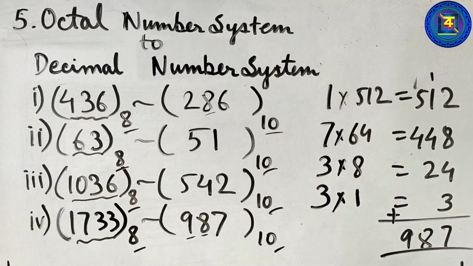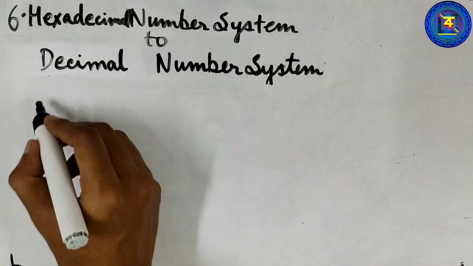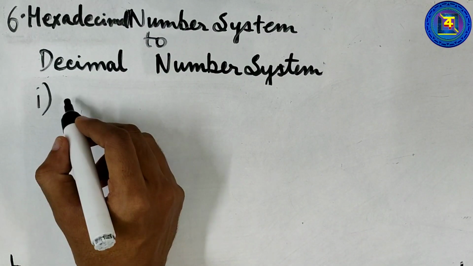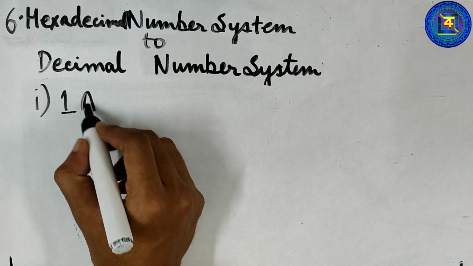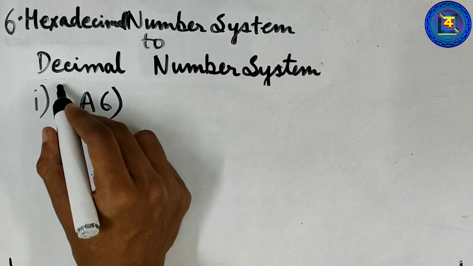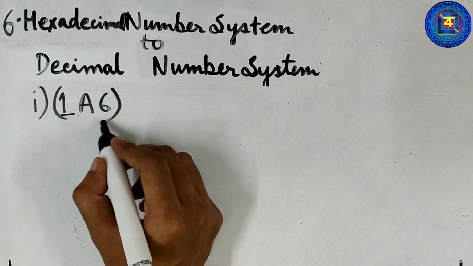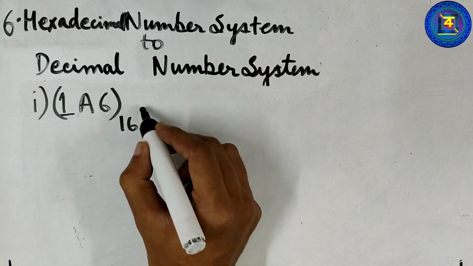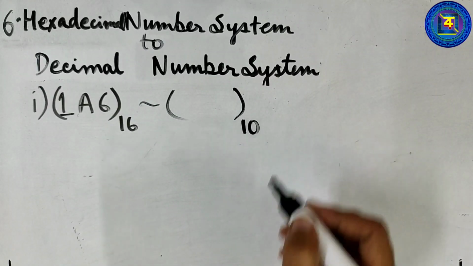So now we are going to move to the next video, that is hexadecimal number system to decimal number system. So let us begin with our very first conversion of hexadecimal number system to decimal number system, and that is 1A6. And what should be the base? Obviously, since it has A to F, it is going to have the base of 16, and it will be converted into decimal number system.